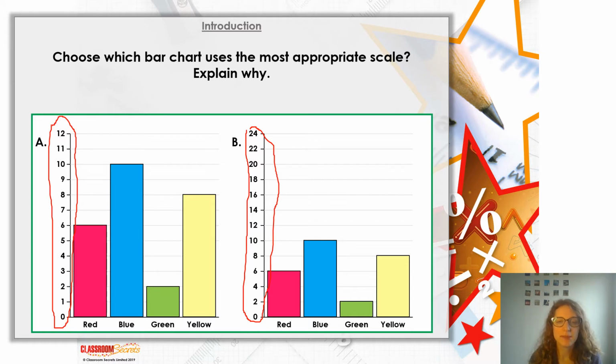Okay, so we have this one, which is going up in 2s, so 2, 4, 6, 8, all the way to 24. And this one is going up in 1s up to 12. And you can see they're showing the same data because blue, if I draw a line across, goes to 10 on here, and it goes to 10 on here as well. So same data, just using a different scale. So let's have a look, which one's more appropriate.